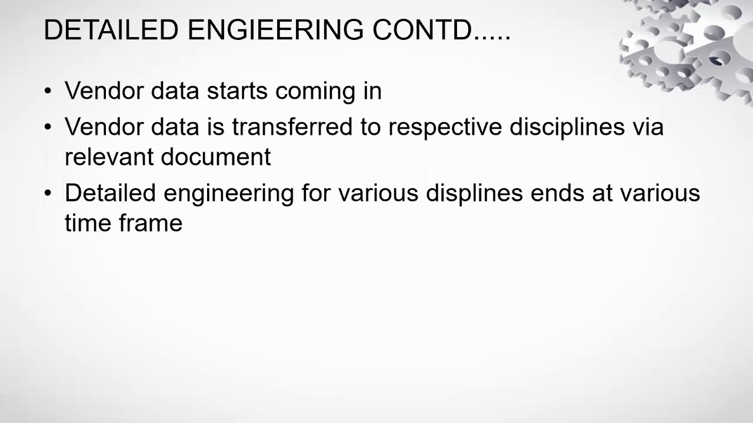Detail engineering for various disciplines ends at various timeframes. For example, if you're talking about process, it ends probably 14 or 16 months by the end of issued for construction drawings. Whereas detail engineering for piping ends at a much later stage, when they start issued for construction layouts and drawings, and 3D extracted from 3D model reviews and things like that.